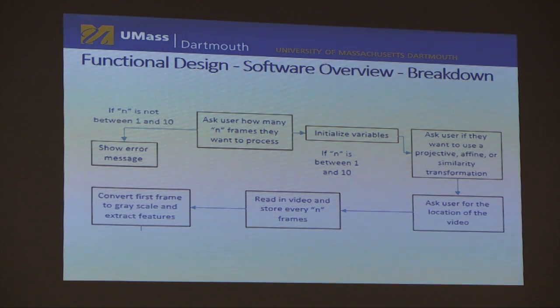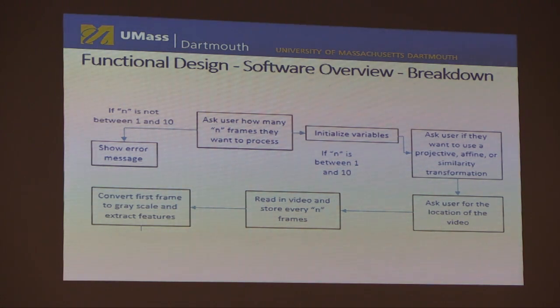This is our software overview. We start by asking the user how many end frames they want to process, like every 1 frame or every 2 frames. We then ask the user what type of transformation they want to use, projective, affine, or similarity. And the difference is similarity uses 2 points to match between 2 images, affine uses 3, and projective uses 4.